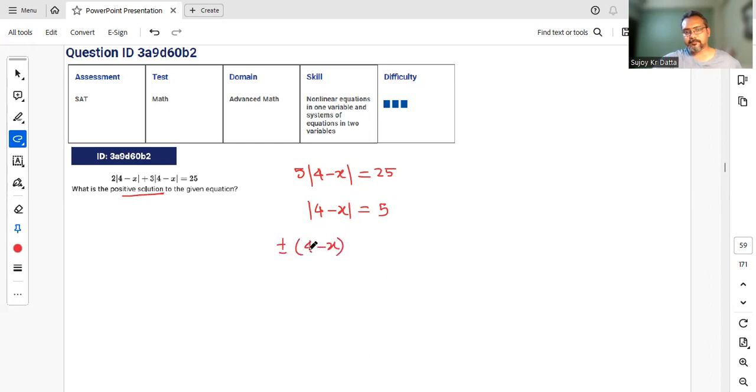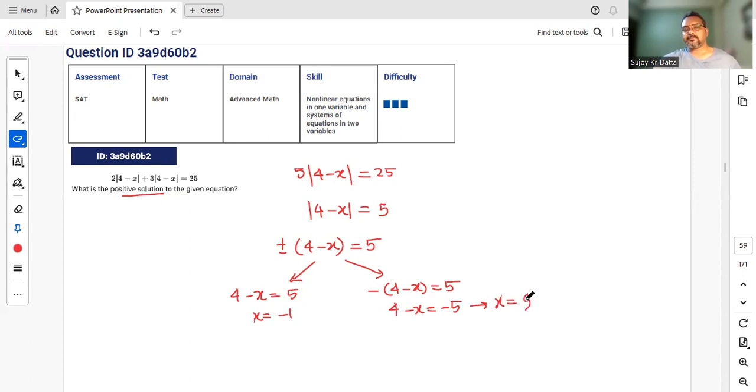Remove the absolute value sign. Put plus or minus. Solve once for the positive, 4 minus x is 5. Once for the negative, 4 minus x is negative 5. Clearly here x is negative 1. Here 4 minus x is negative 5, so x comes out to be 9. We need the positive solution, so our answer is 9.